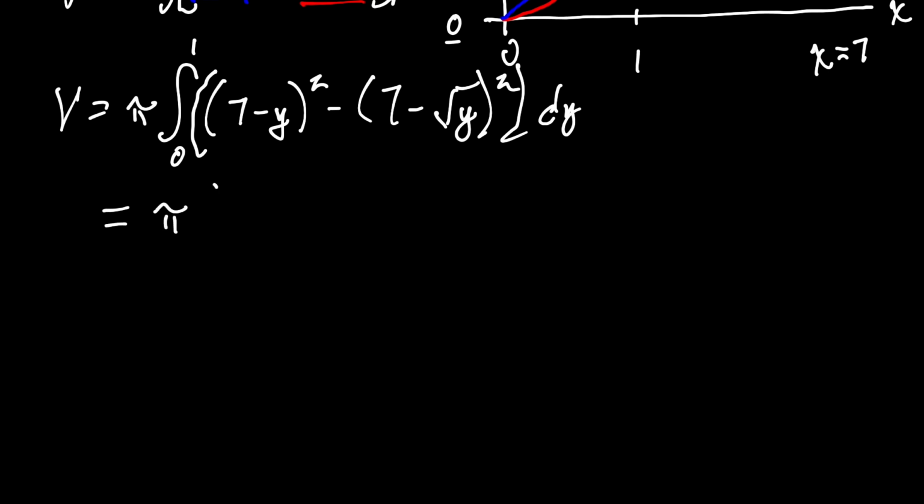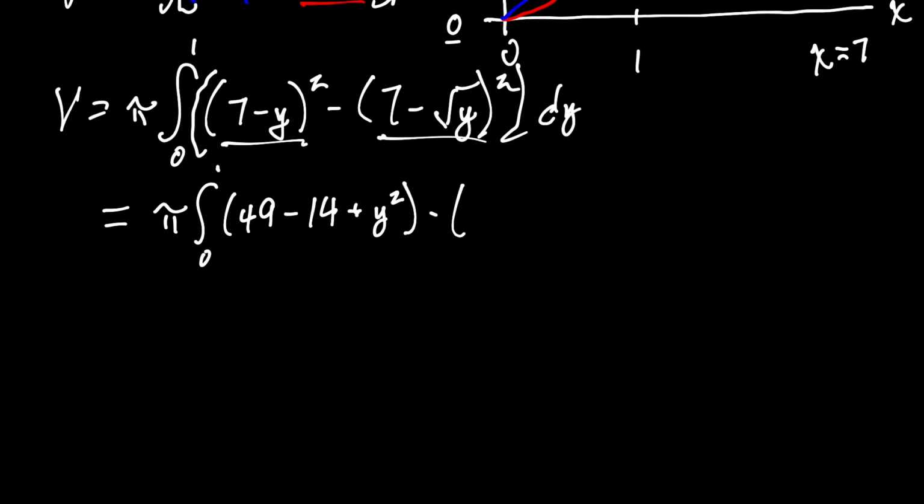So pi times the integral from 0 to 1. I'm going to FOIL this out, so that becomes 49 minus 14 plus y squared. And then minus this one foiled. So that's 7 times 7 is 49. Outers plus inners is 14 again, but minus 14 radical y.